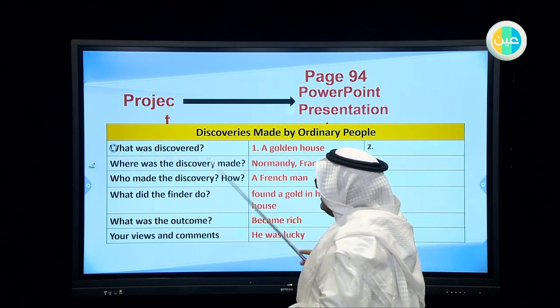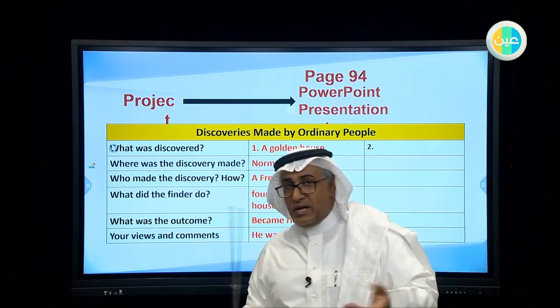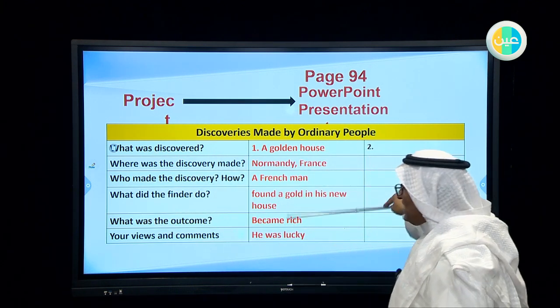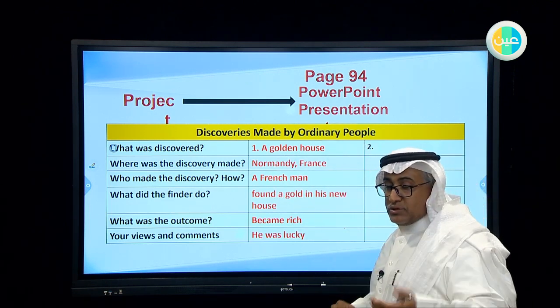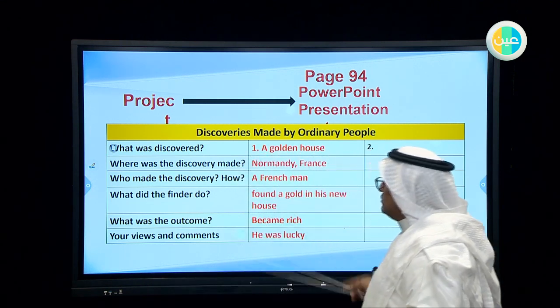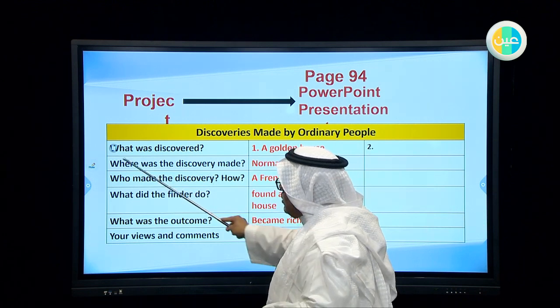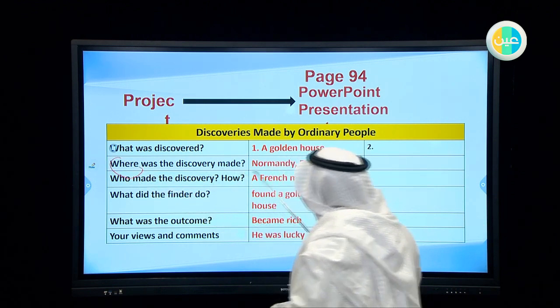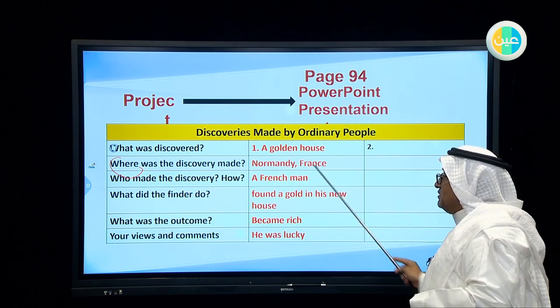First, discoveries. What was discovered? What is the thing that was discovered? And we have an example here. Example: a golden house. A golden house was discovered. Okay? A golden house. Where was the discovery made? Where? It asks about place. Normandy, France. Normandy is a region in France.